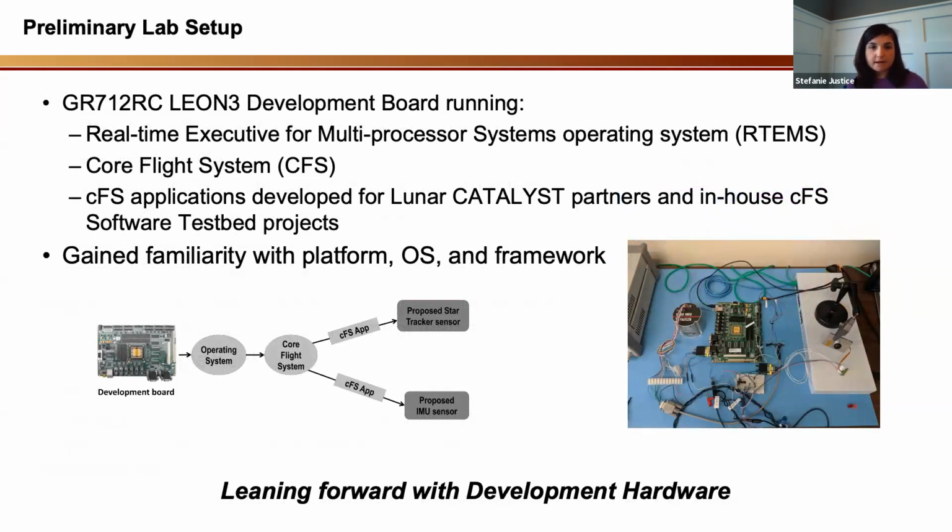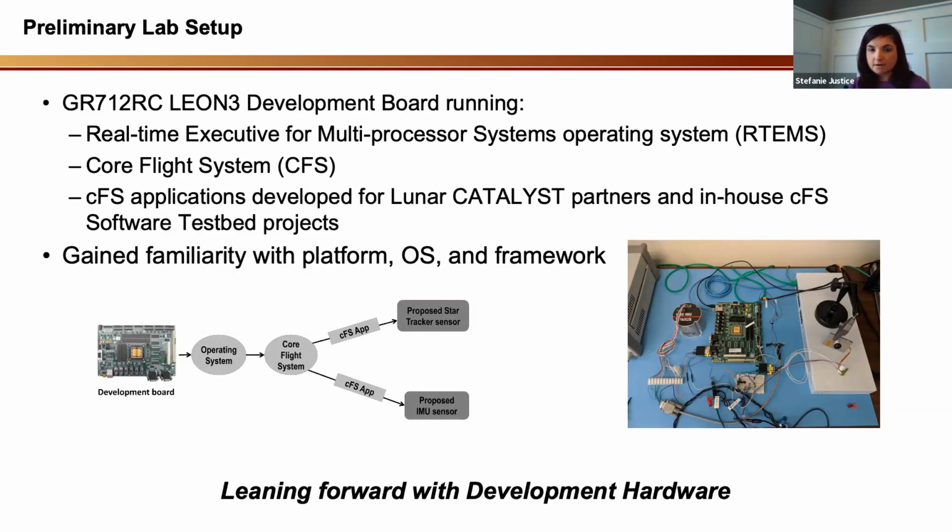On more the development side, our preliminary lab setup, again, on the Marshall Technology Innovation Project, we started about 2 years ago. Our first setup there was that we were running a GR712 Leon 3 development board. And we didn't really have any prototype code. We didn't have a lot of ground rules and assumptions. So we worked with what we knew. So we got RTEMS running on that board. We got CFS running on that board. And we had some applications that we developed for Lunar Catalyst and other in-house CFS software testbed projects.